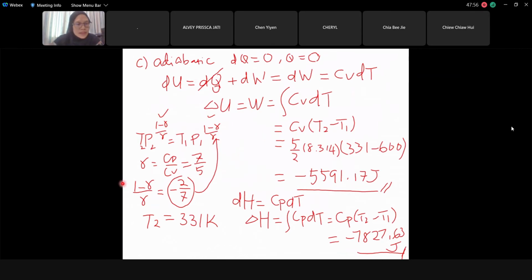So the gamma you can calculate like this. Gamma is Cp over Cv, so you get this value. Then you can substitute and get the T2 value, before you can calculate the delta U and the delta H, because here there is integration with T. Okay, any questions? I hope I didn't go too fast.